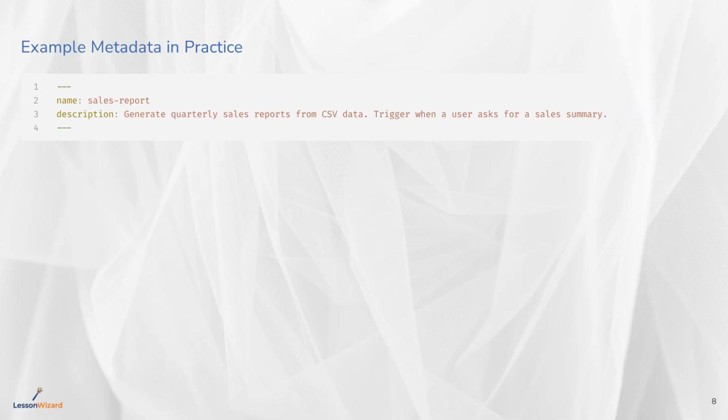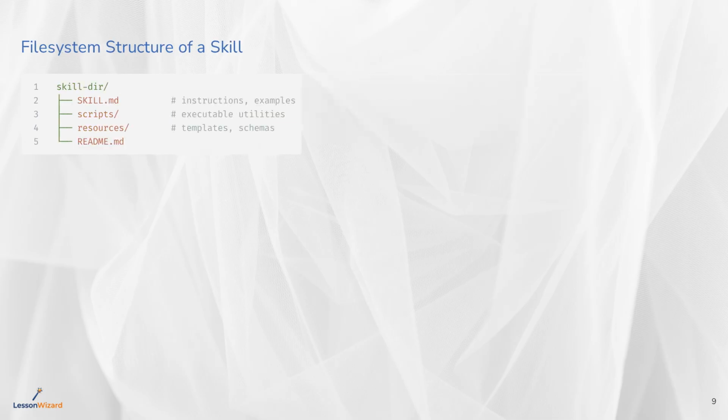Here we define a skill for sales reporting. The description mentions quarterly sales reports and CSV data, so Claude will load this skill whenever a user request matches those cues. A skill is a directory on Claude's VM.